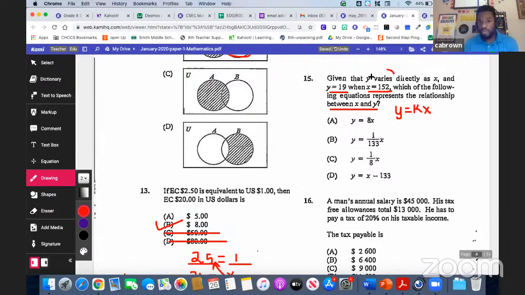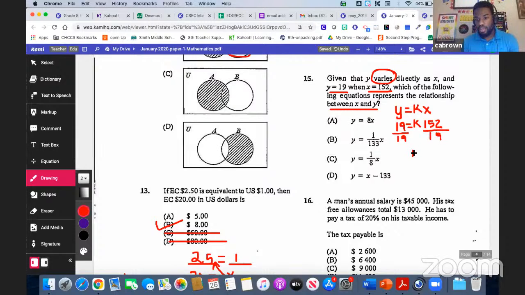The reason why I knew this formula would be applied is because it says that y varies directly as x. So what that is saying is that as x increases, y also increases. If x decreases, then y also decreases. So that's what it means. We can now go ahead and substitute the values. So we know that y equals 19, and we don't know k. That's what we need to find because we're given x and y. And we know x is 152. If we need to find out what k is, we're going to have to divide both sides by 19.